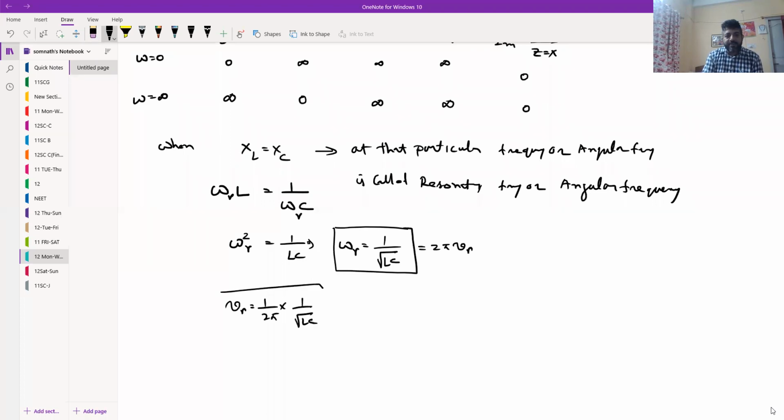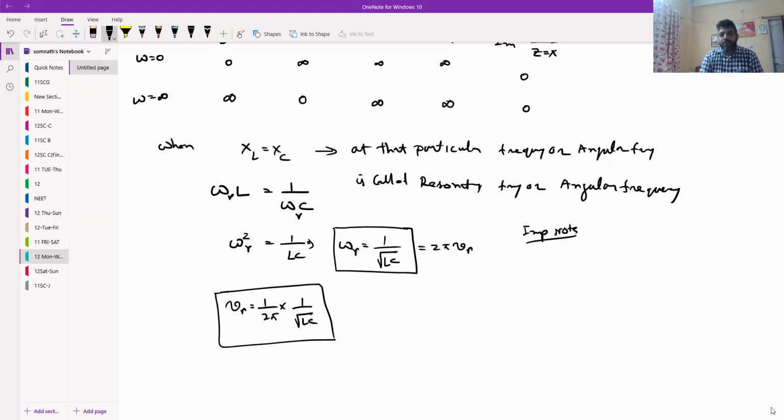Very, very important. Why am I representing it by the symbol R? R for resonating. Clear? Special frequency. Yes or no? Yes, sir. And one more very important part.